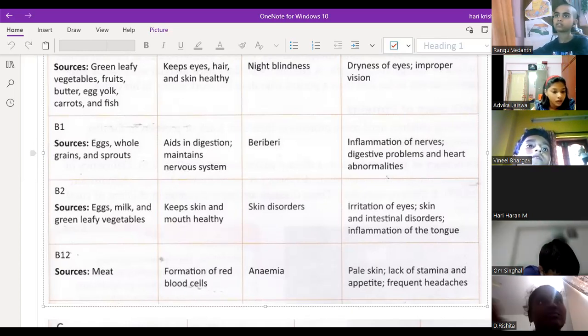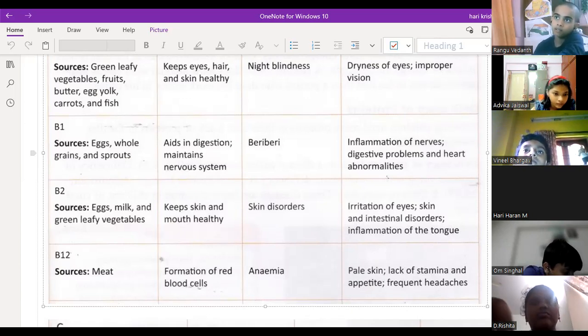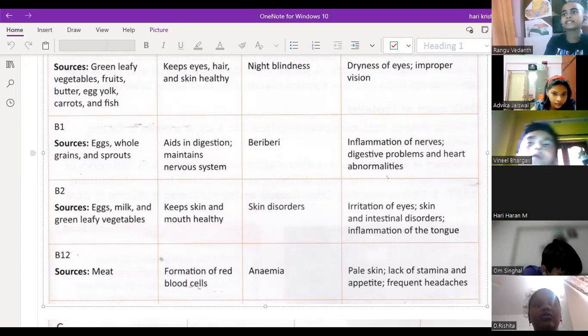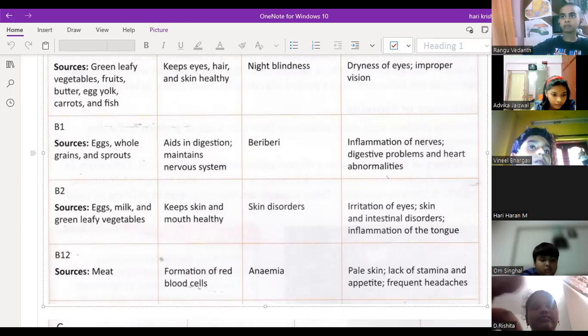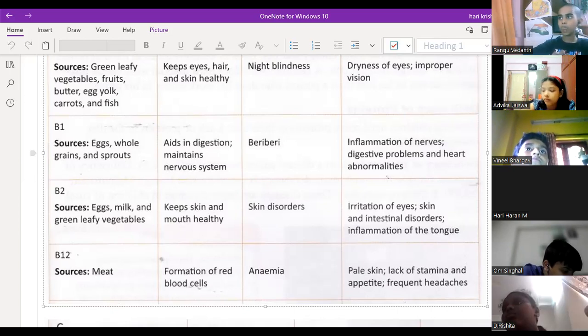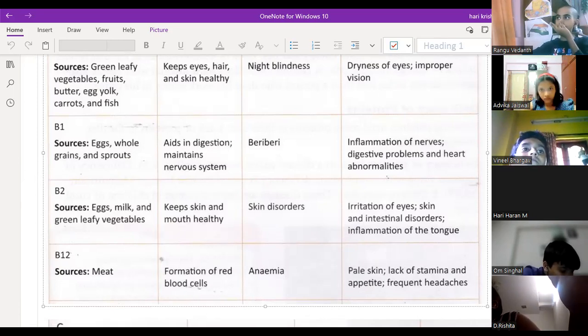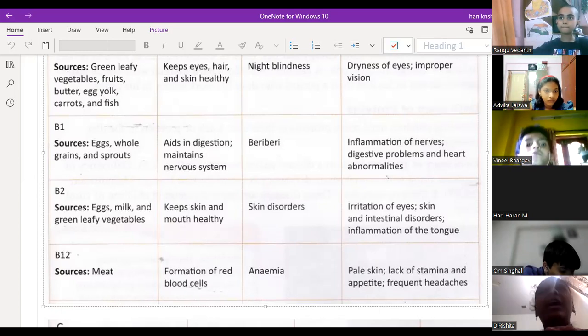Then what is the main role of vitamin B1 in our body? It helps in the functioning of the nervous system, maintaining our nervous system properly, and helps in digestion. Okay. Then what are the symptoms of vitamin B1 deficiency?